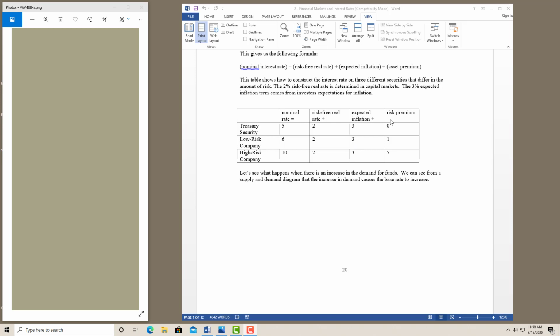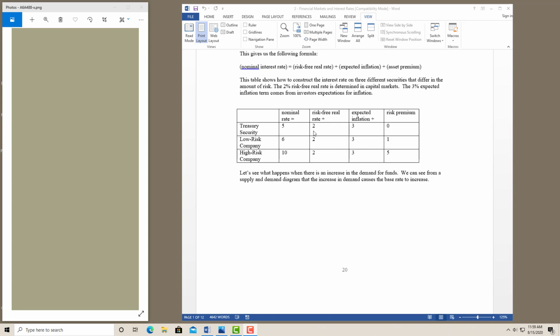But the risk premium, how much extra we have to give because of the risk, will differ. Maybe there's no risk in a treasury security, that's the US government, so we'll have a zero risk premium. There's a little bit of risk for the low risk company, so we'll say that's a 1% premium. High risk company, okay, there's a fair amount of risk, so the only way investors are going to hold it is if we give them a big risk premium. So we add these together.